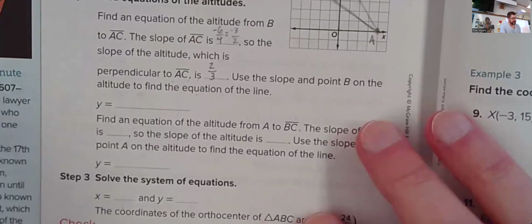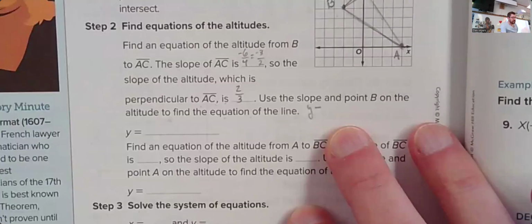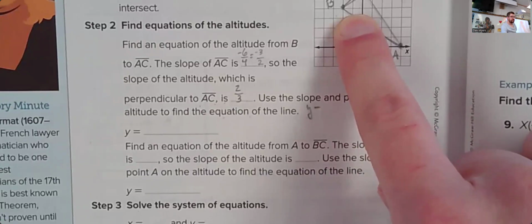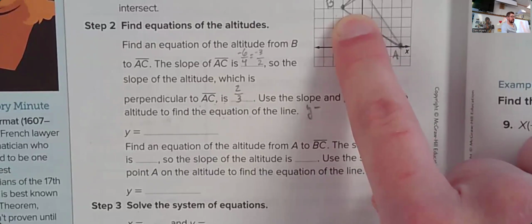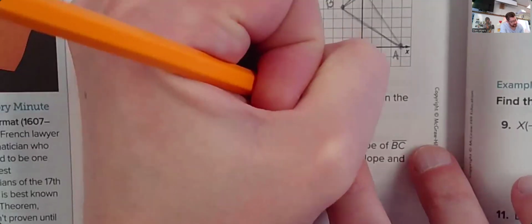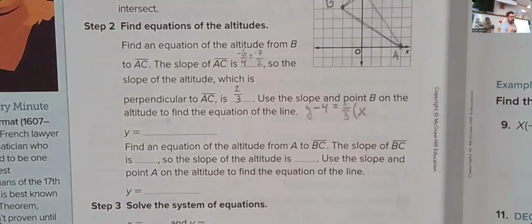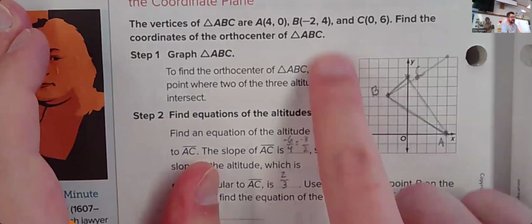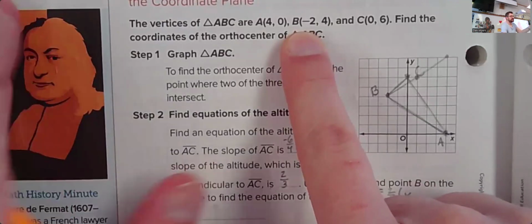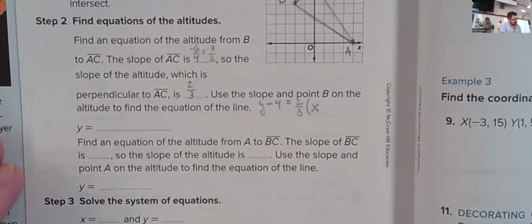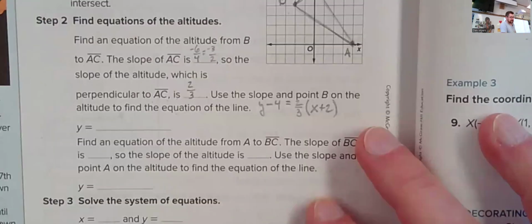So right here, we're going to say, y minus, what's the y value of coordinate B? 4. So y minus 4 equals the slope of that line, which is 2/3, times x minus the x coordinate of B. The x coordinate of B is -2. So if you subtract -2, what's an easier way of writing x minus -2? x plus 2, exactly. So we're going to say x plus 2 in parentheses here.